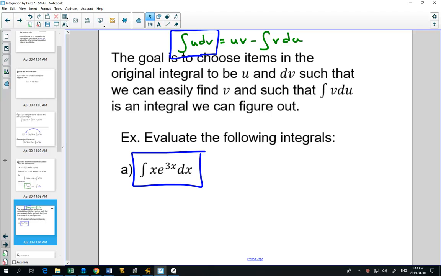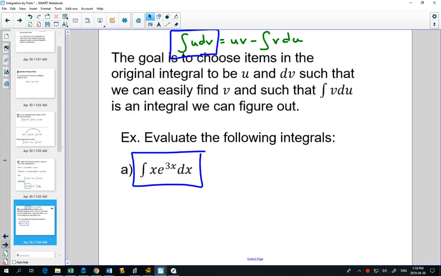Well, I see a product of two things here. So I could either let u equal x and dv be the e to the 3x, or I could let u equal e to the 3x and the dv equal to the x. If you try one of them and it goes nowhere, the suggestion would be to try the other one. Okay?